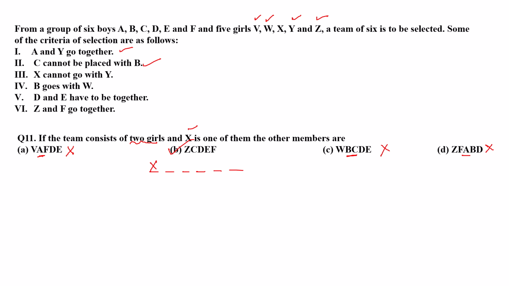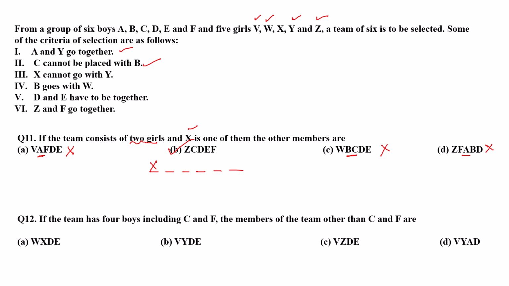Now the next question based on the same criteria. If the team has 4 boys, including C and F, the members of the team other than C and F are... Now see, you have to make a team of 6 members. It is given in the question in the beginning, isn't it? So out of 6 members, 4 boys will be there. And out of 4 boys, C and F are already decided. Now it means the remaining 2 boys and 2 girls you have to put, right? But you have to see the criteria also, isn't it? All the criteria it should follow.